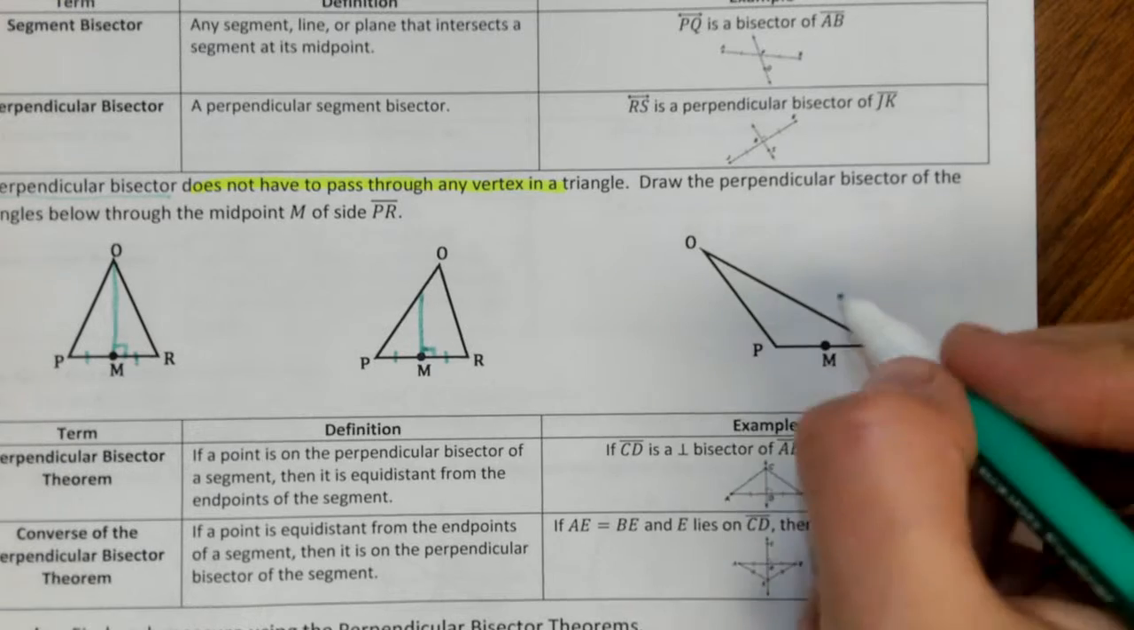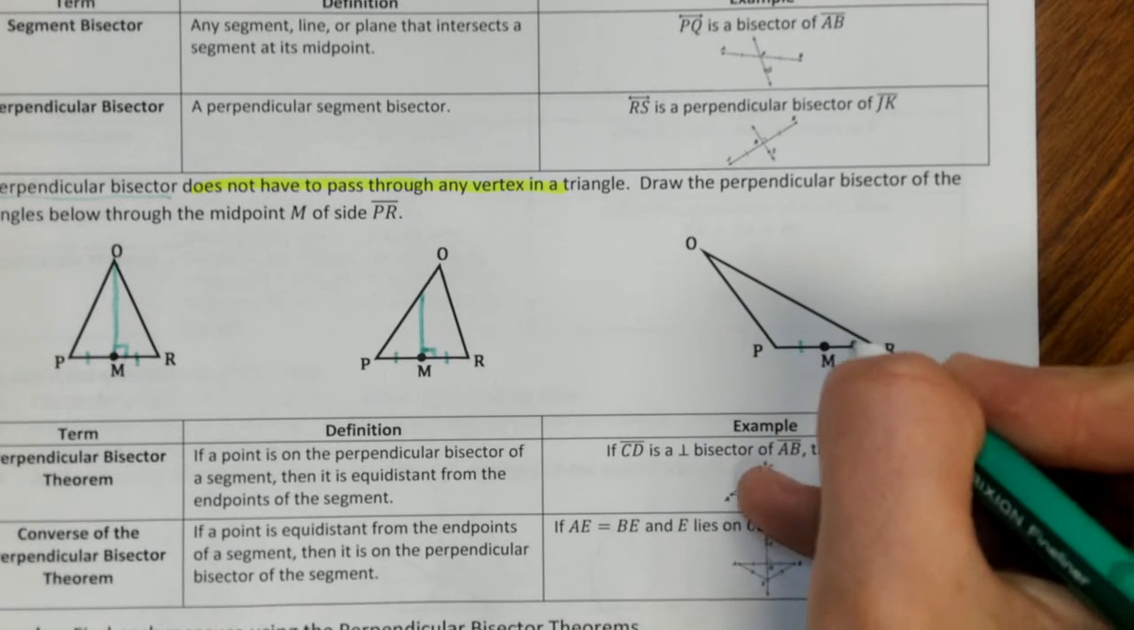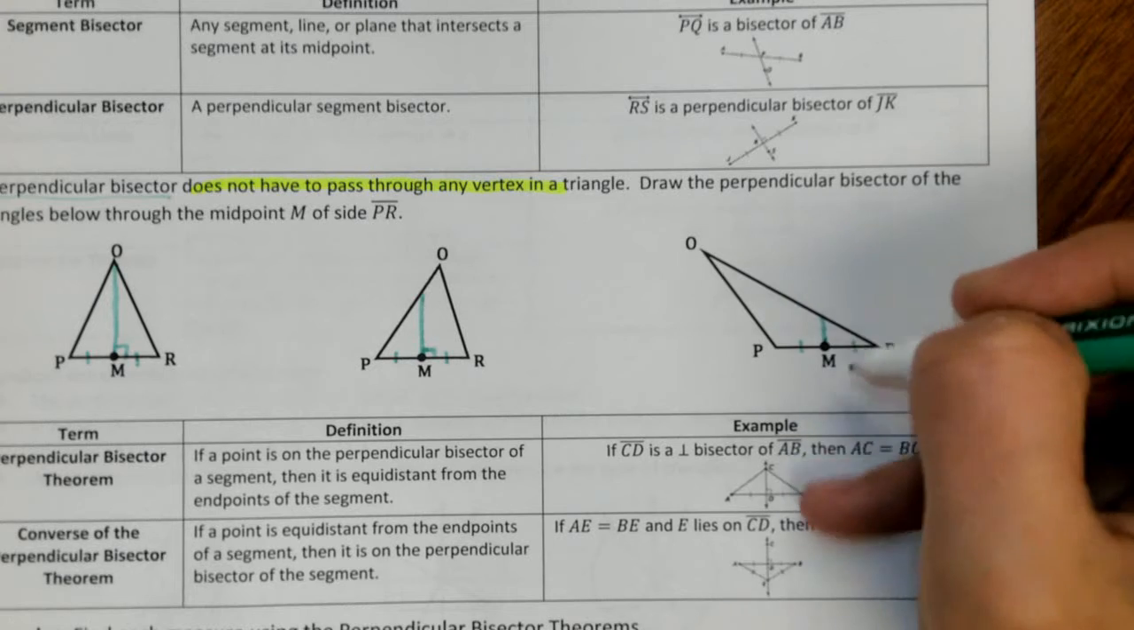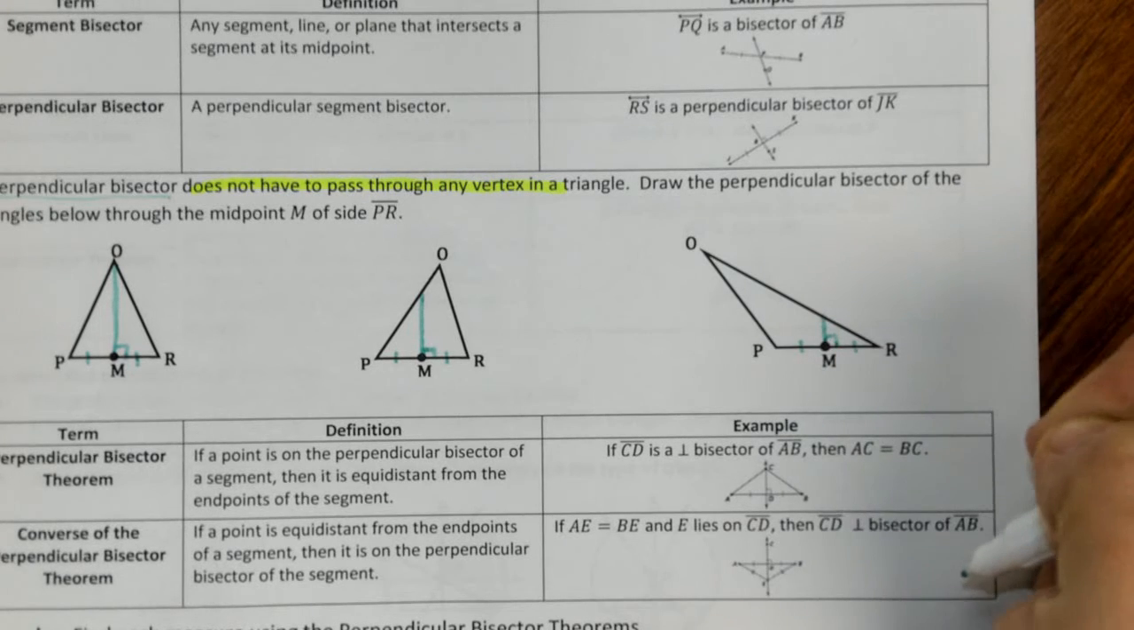The last triangle, again, we have a midpoint creating two congruent segments. And we're going to go from that midpoint straight up. And that's going to create our 90-degree angle.